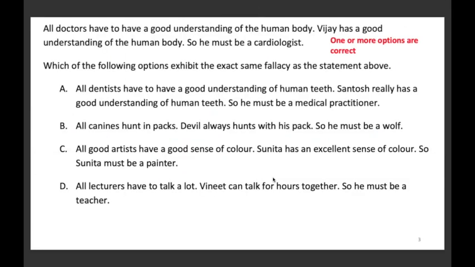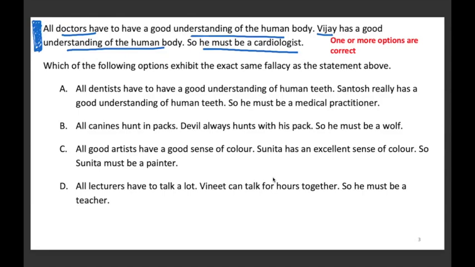All doctors have to have a good understanding of the human body. Vijay has a good understanding of the human body, so he must be a cardiologist. Okay, that is the given statement. Doctors is a larger subset. Vijay is a person who exhibits the quality that the larger subset has, which is the understanding of the human body. And then what is given? So Vijay must be a cardiologist. Cardiologist is one set within the larger subset.